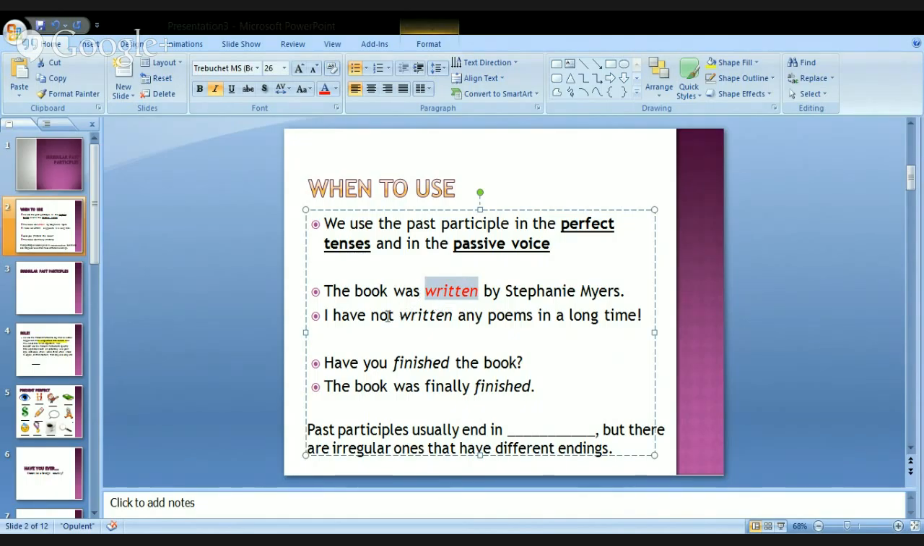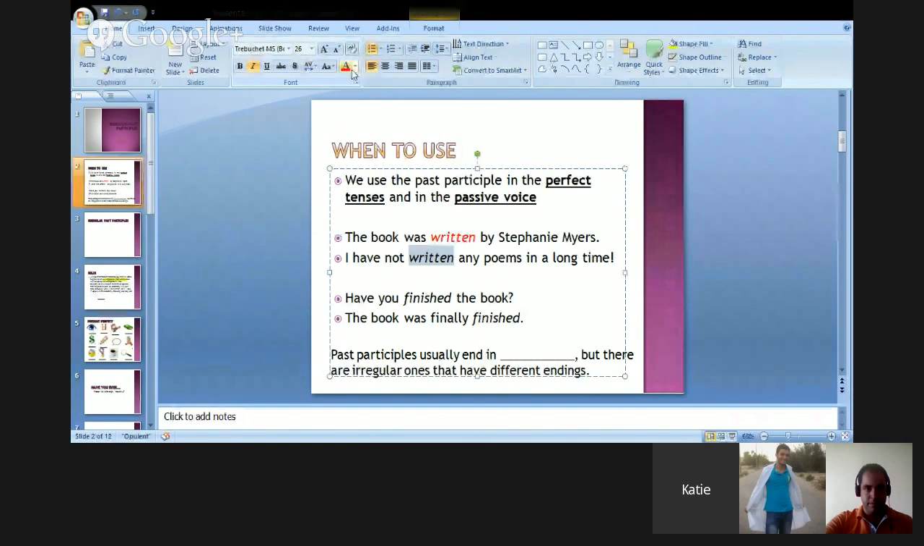But then we can also use it in the perfect tenses. So like, I have not written any poems in a long time. So they're used in both contexts, in both the passive voice, the book was written, and in the perfect tenses, I have not written. Okay. And you can see that down here too. Have you finished the book? And the book was finally finished. Okay, nice.